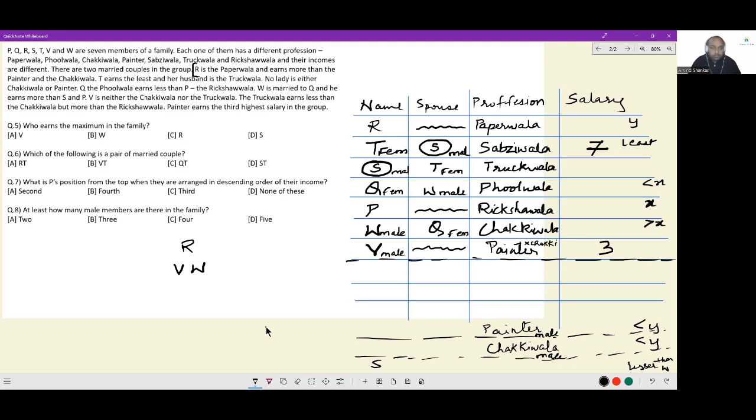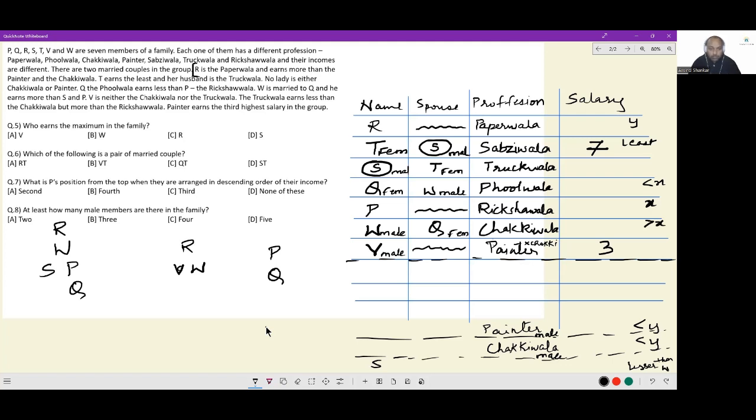Okay, where were we? No lady that. Q, the pool wala, earns less than P, the rickshaw wala. So P is followed by Q. This is told to us. Q, the pool wala, earns less than P. W is married to Q and he earns more than S and P. So W earns more than S and P. And we also know P earns more than Q. And we also know R earns more than W.